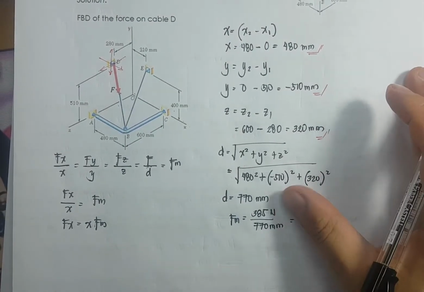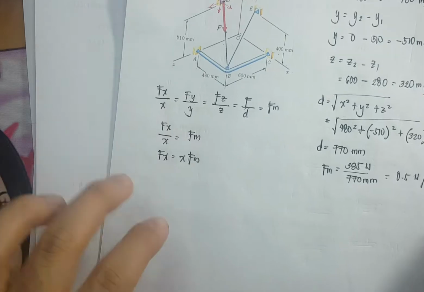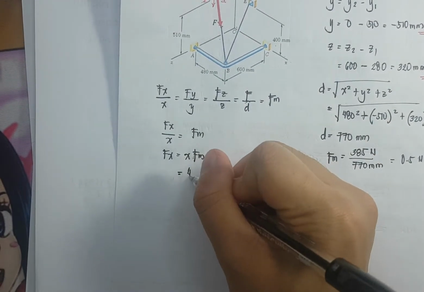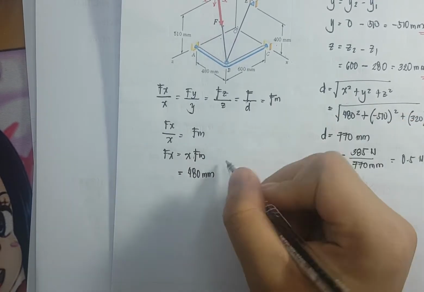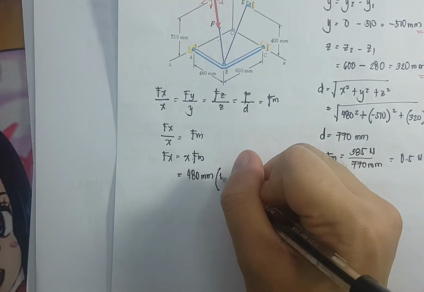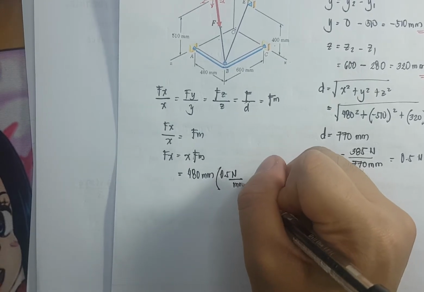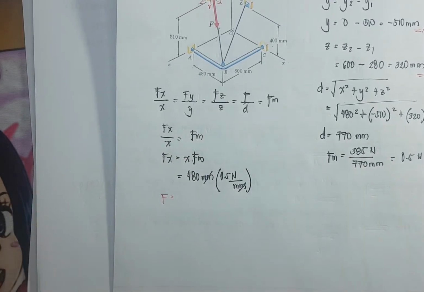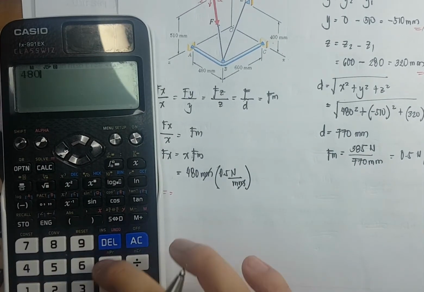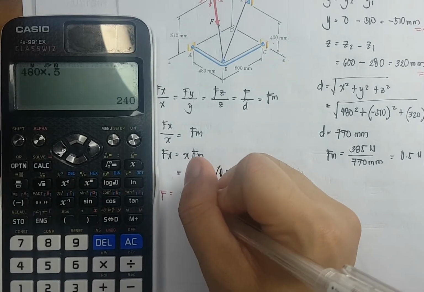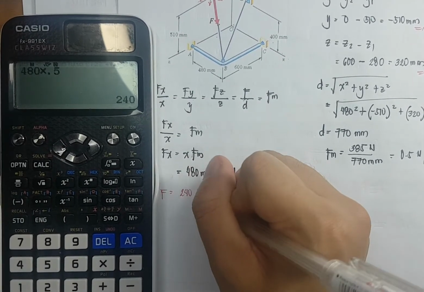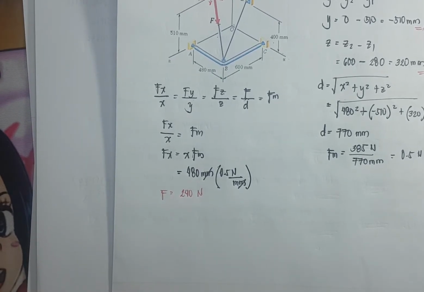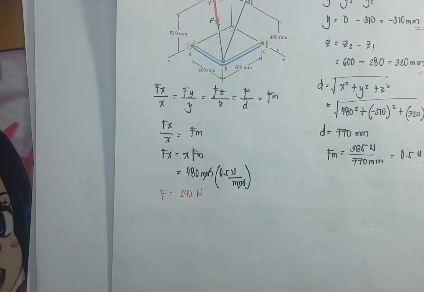Okay, so we can now solve for f of x. For f of x, we have the value of x as 480 mm times the f of m, which is 0.5 Newton per mm. The mm will simply cancel out. We will be left with newtons, and that is equivalent to 480 times 0.5, that is 240 newtons. Is it positive? Yes, because it is pointing to the right.